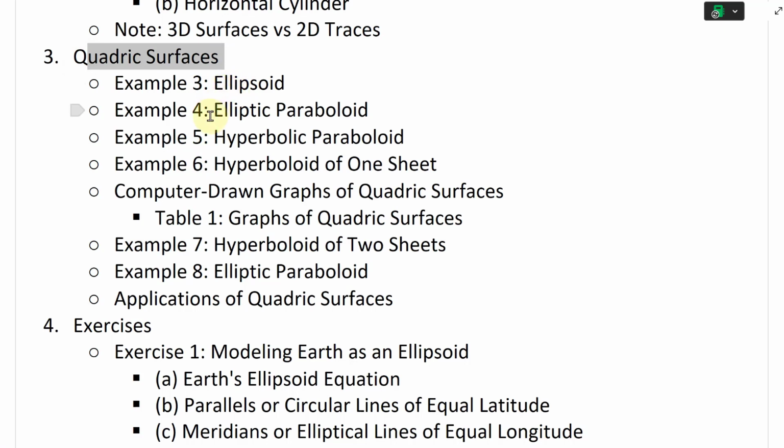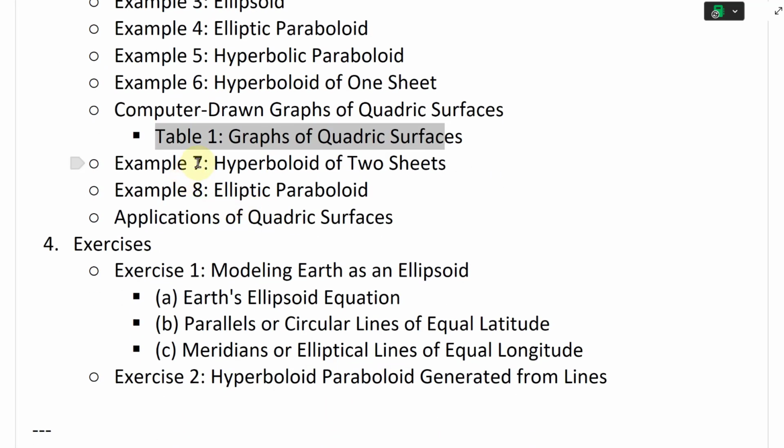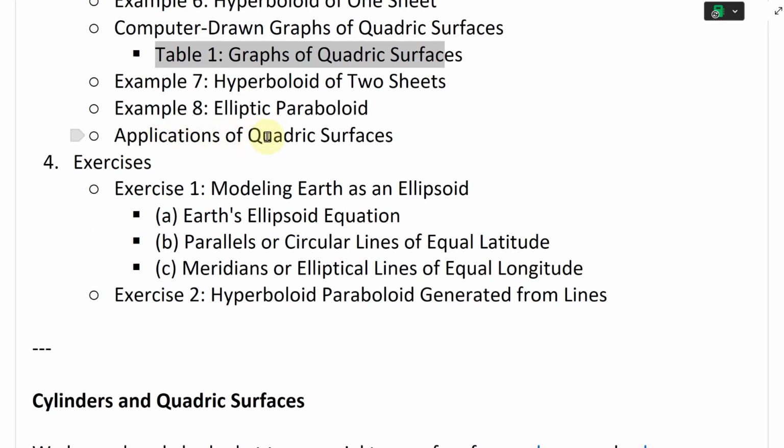Example 3, ellipsoid. Example 4, elliptic paraboloid. And example 5, hyperbolic paraboloid. It's hard to pronounce these. Example 6, hyperboloid of one sheet. And then go over some computer drawn graphs of quadric surfaces, and that is in Table 1, graphs of quadric surfaces. Then go over example 7, hyperboloid of 2 sheets. Then example 8, elliptic paraboloid, and then go over applications of quadric surfaces.